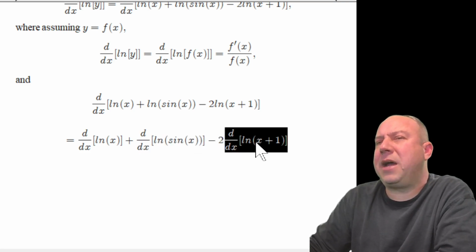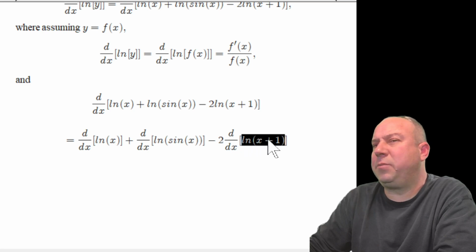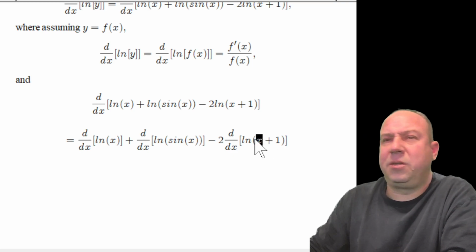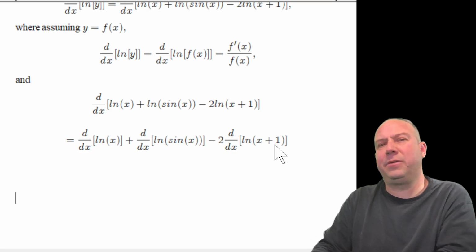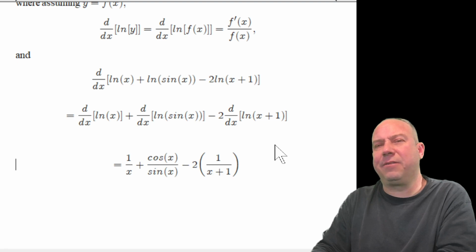And here we're going to have minus 2 times the derivative for the ln of x plus 1. And the derivative for the ln of x plus 1 is going to be the derivative of x plus 1, which is just 1, divided by x plus 1. So it's going to be negative 2 times 1 over x plus 1 in the next step. And if we bring that into view, we will see that, right?